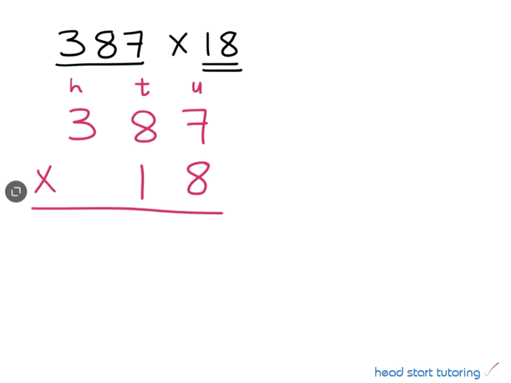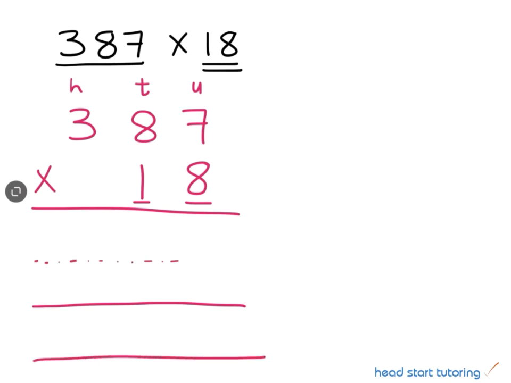So because now we are multiplying 387 by 18, and 18 has both a 10 and a unit, we need to make space for 2 lines here because we are first going to be working with the units. So here, this is where our units will go, and then we're going to be working with our tens, and that's where our tens will go.